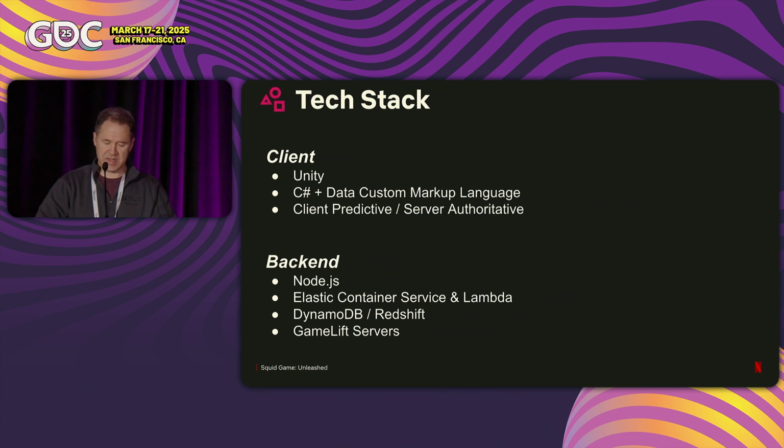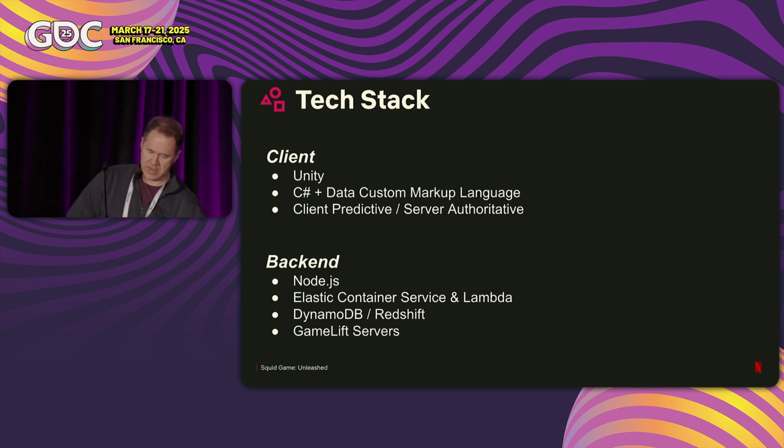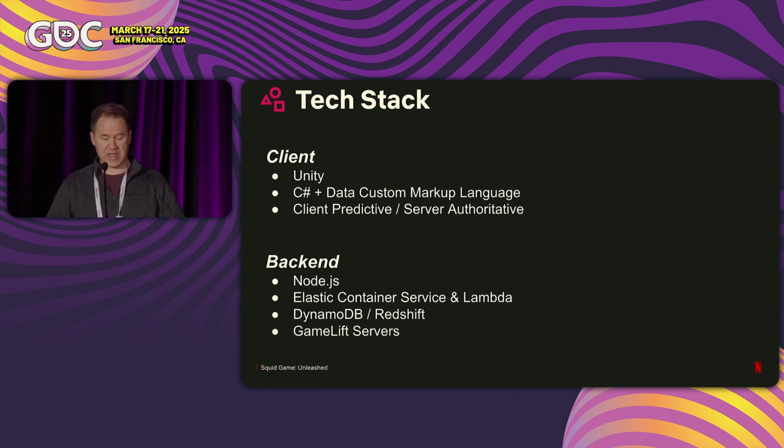Our backend is a microservice style architecture with most of the servers written in TypeScript running on Node.js. We deploy the code using Fargate Elastic Container Services and Lambdas, so it's mostly a serverless experience. DynamoDB is our primary data store, and we use Redshift for our analytics and data warehouse. Most importantly for this talk, we use GameLift for our multiplayer services. Now that Amazon has announced GameLift Streams for cloud-based gaming, we'll just be talking about GameLift servers here.